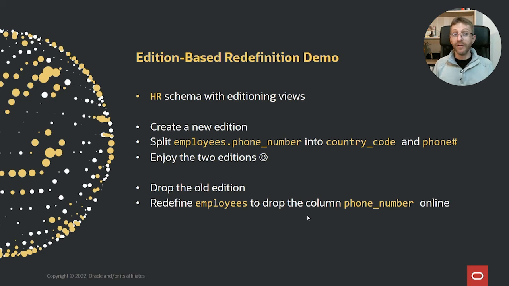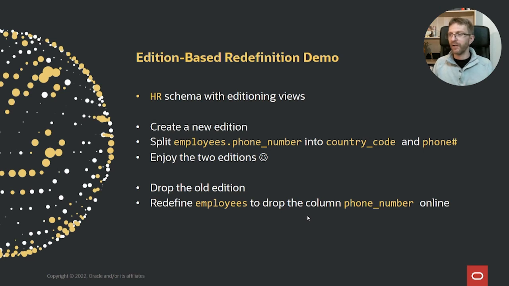So we'll have an editioning view employees, for example. And then we will create a new edition where we want to split the phone_number column of the employees table into two new columns, country_code and phone_number. And then we will see that we work with the two editions, and then we can decommission the old edition.